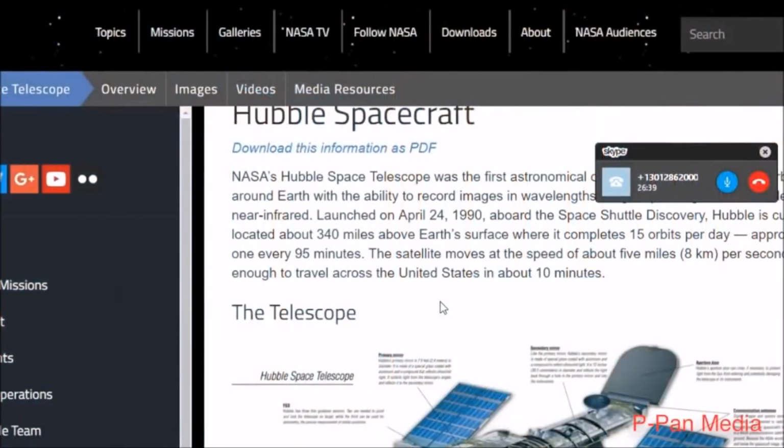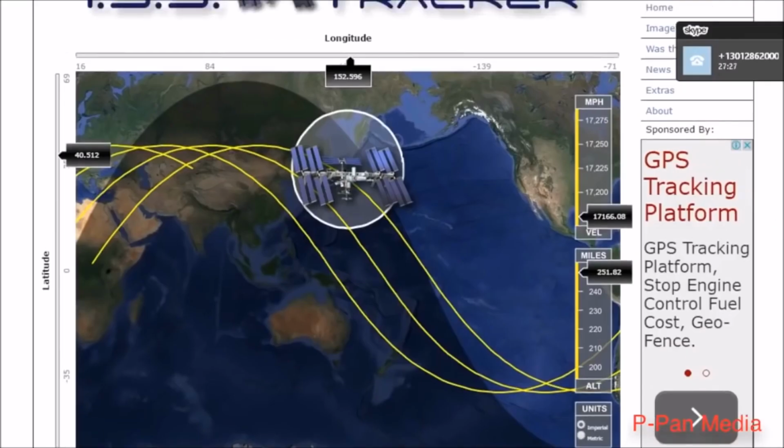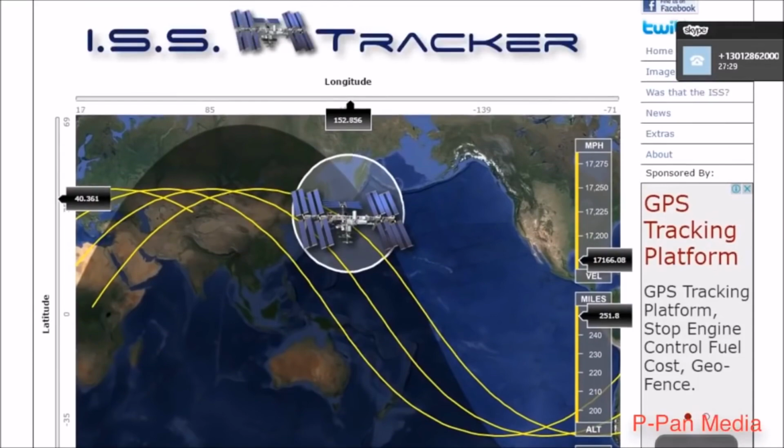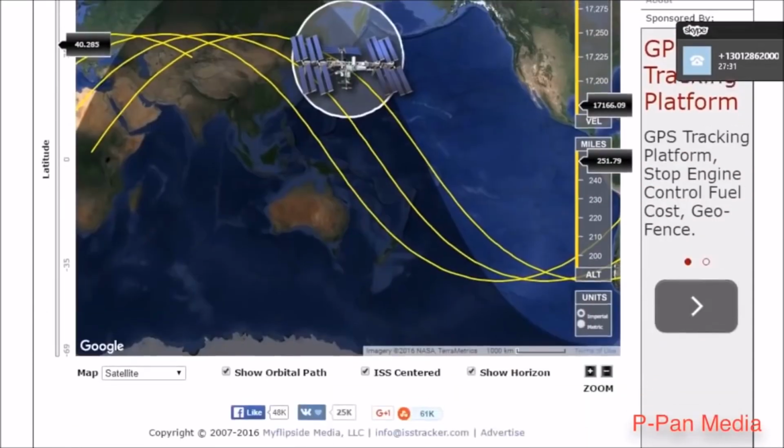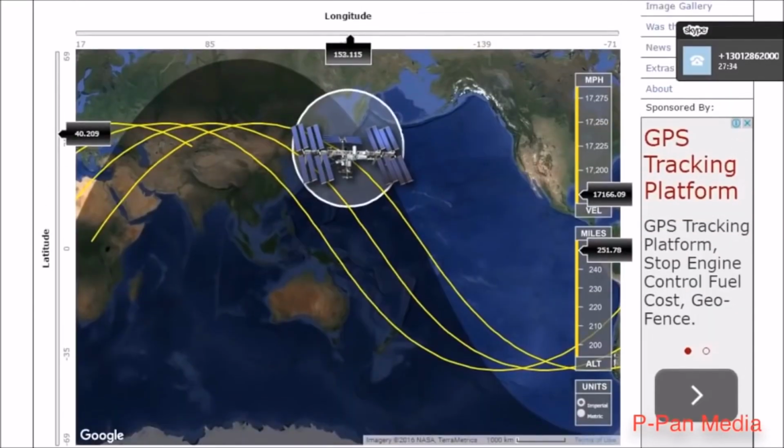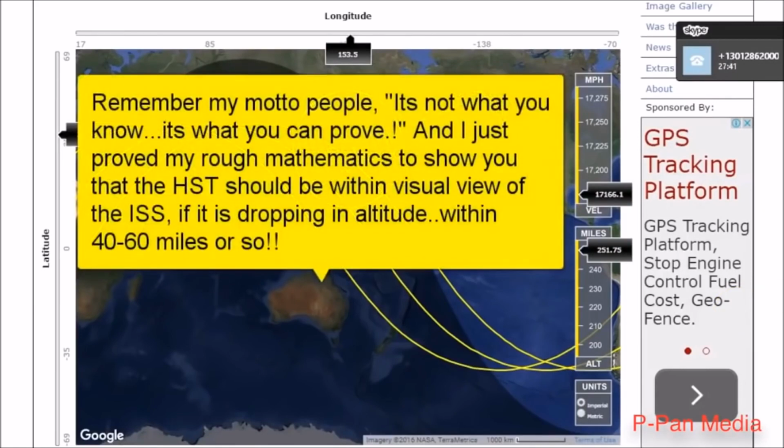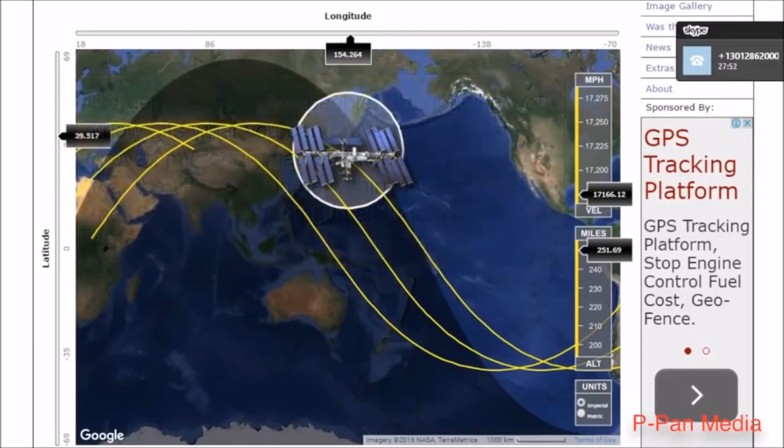Well, I do not know what the ISS current altitude is. Right now, according to this data, the ISS is at 251.77 miles. It's dropping right now. And its velocity is 17,166 miles per hour. Longitude is 153.883, actually 154. Latitude is 39.517. That's where the ISS is right now.